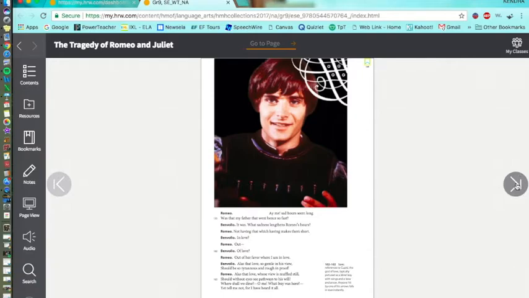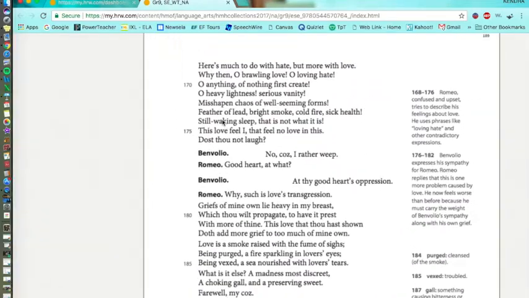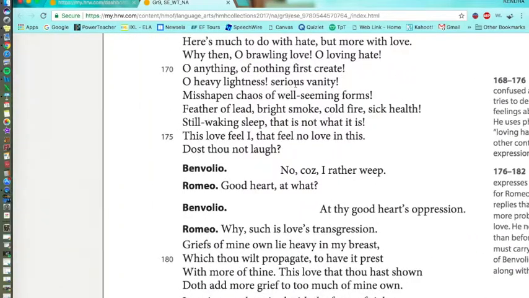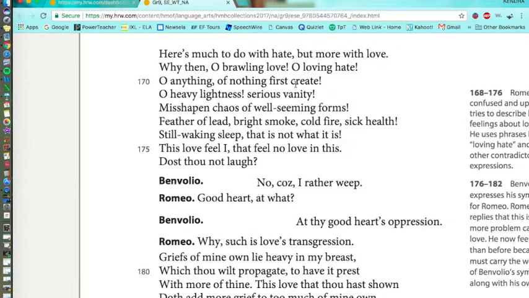So Romeo, okay, we're still on Romeo. "Here's much to do with hate, but more with love. Why then, O brawling love, O loving hate, O anything, of nothing first create, O heavy lightness, serious vanity, misshapen chaos of well-seeming forms, feather of lead, bright smoke, cold fire, sick health, still-waking sleep, that is not what it is. This love feel I, that feel no love in this."